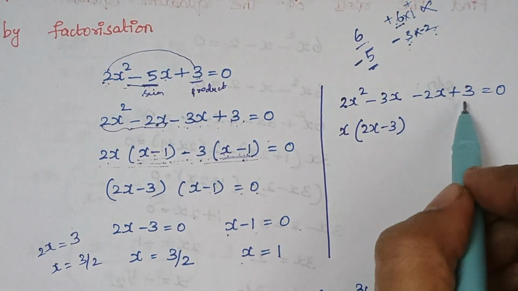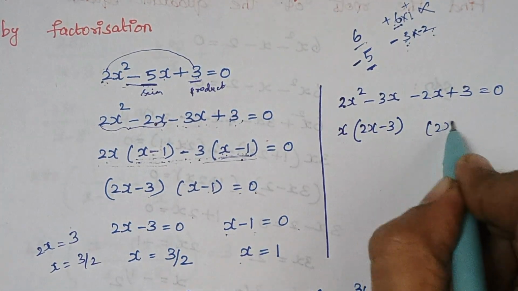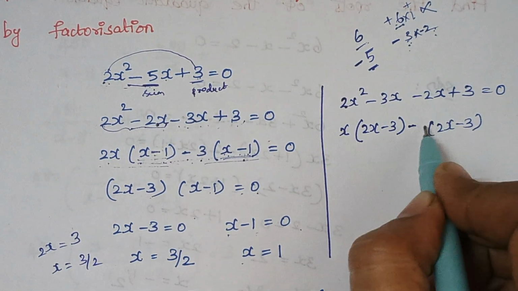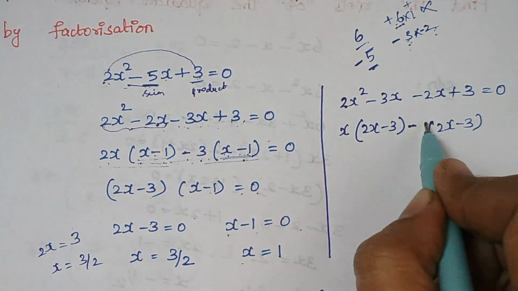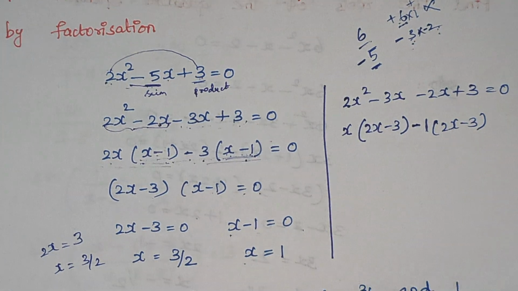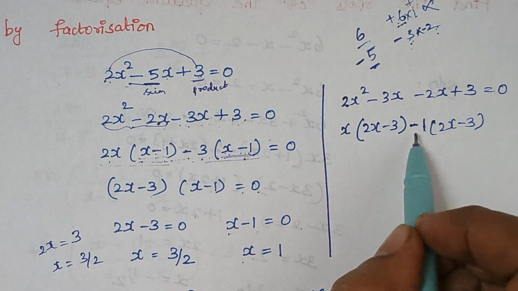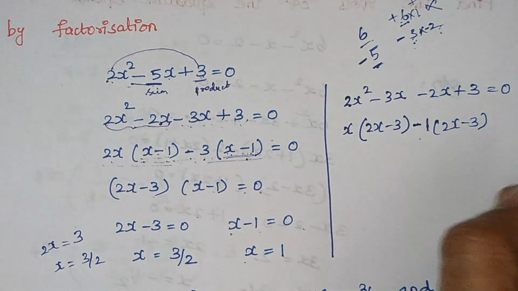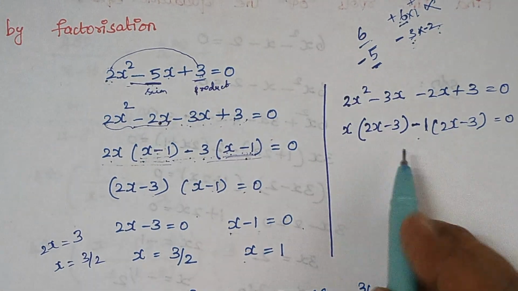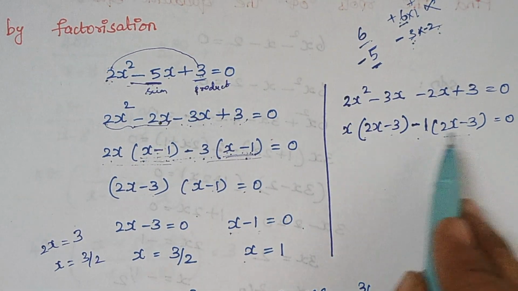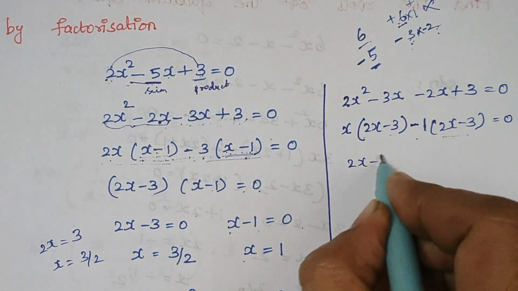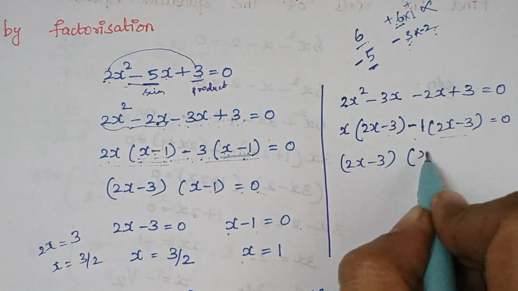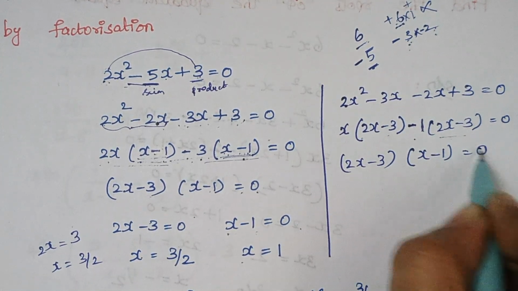Right. And here you see again I need 2x minus 3. Therefore here I have to take this minus term outside or minus 1. So both means the same, right? Minus 1 into 2x minus 2x minus 1 into minus 3 plus 3. So equal to 0. So again here we are having this 2x minus 3 term as common. So when you take 2x minus 3 outside, obviously the remaining terms are x minus 1 is equal to 0.